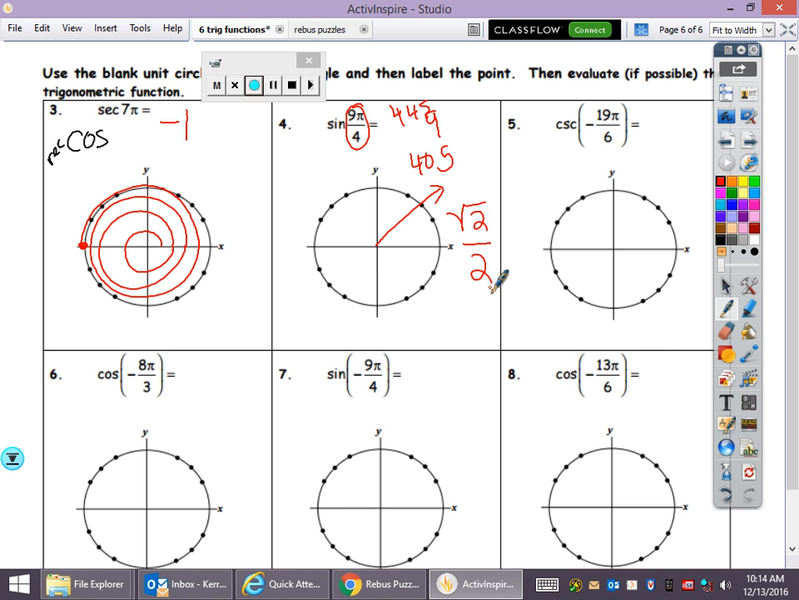Your homework is to finish 5, 6, 7, 8, and then 1 through 5 on the back of this paper. Okay? Homework is 5 through 8 and then 1 through 5 on the back.